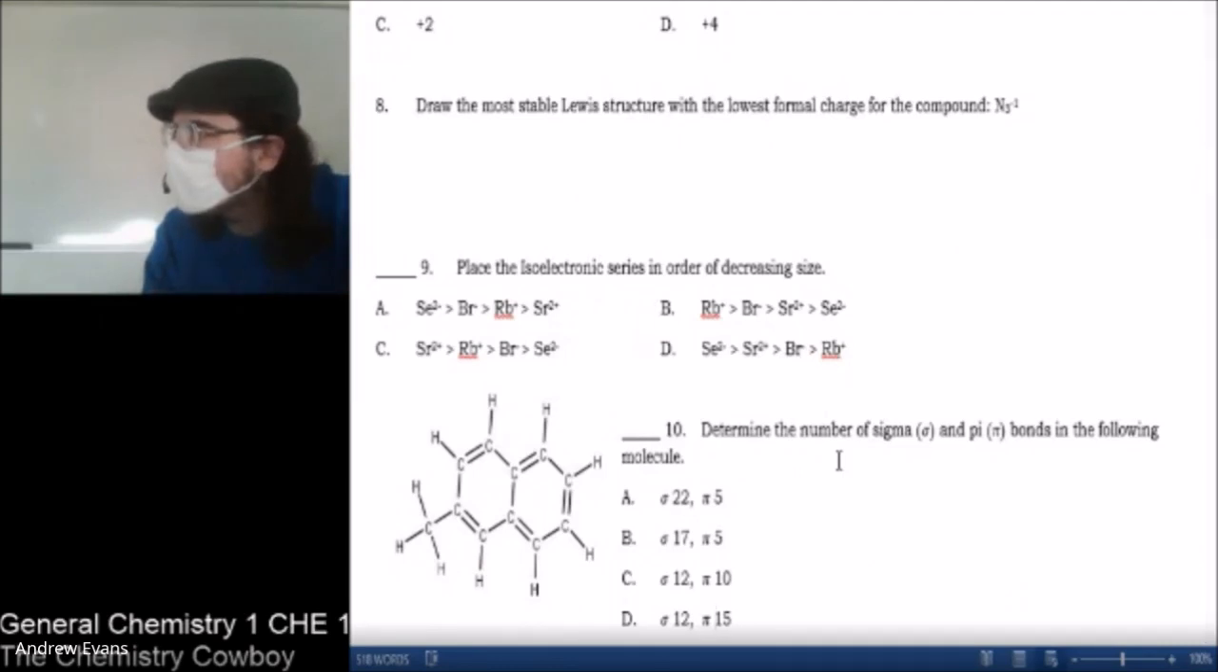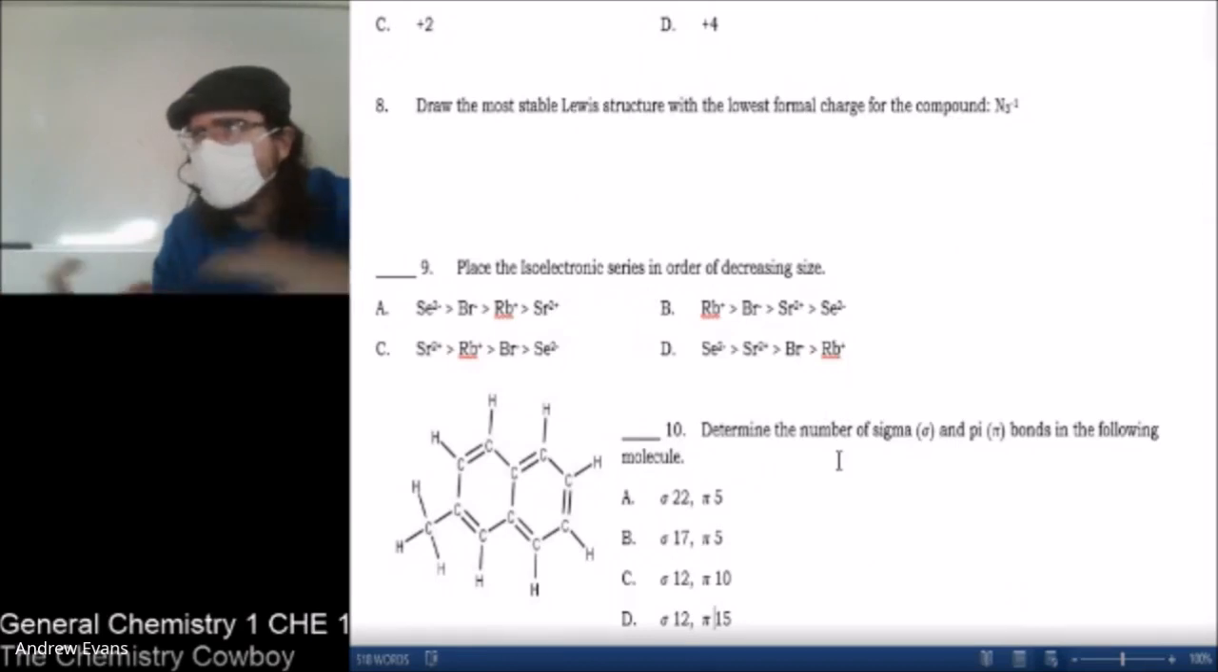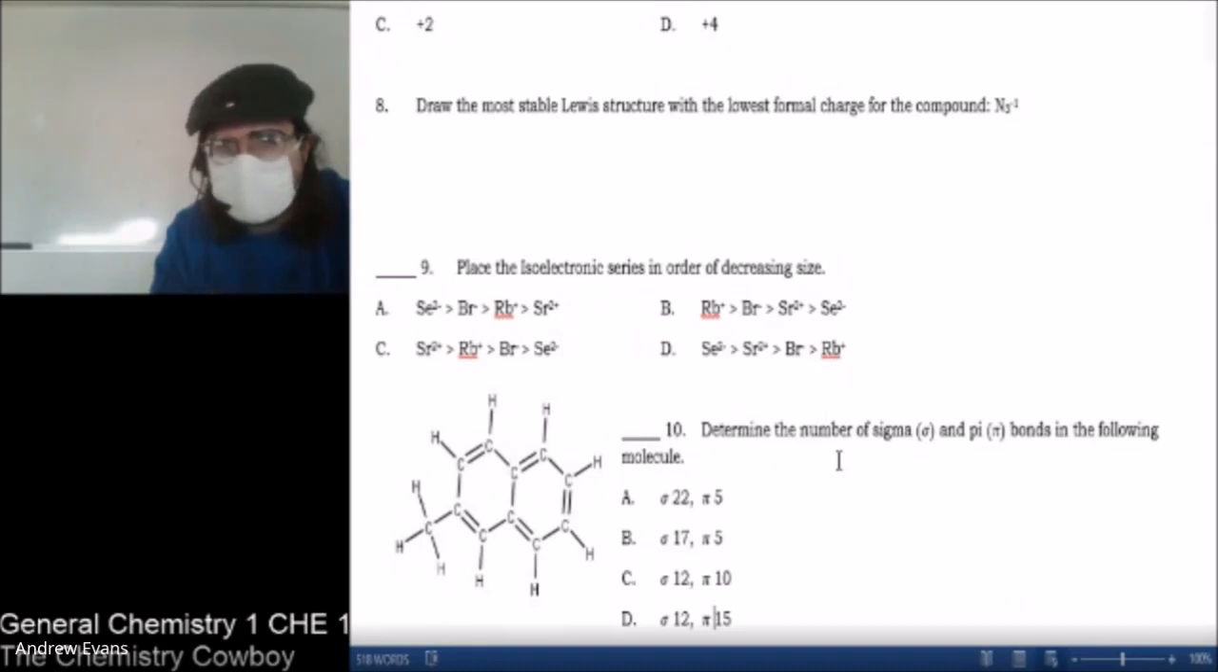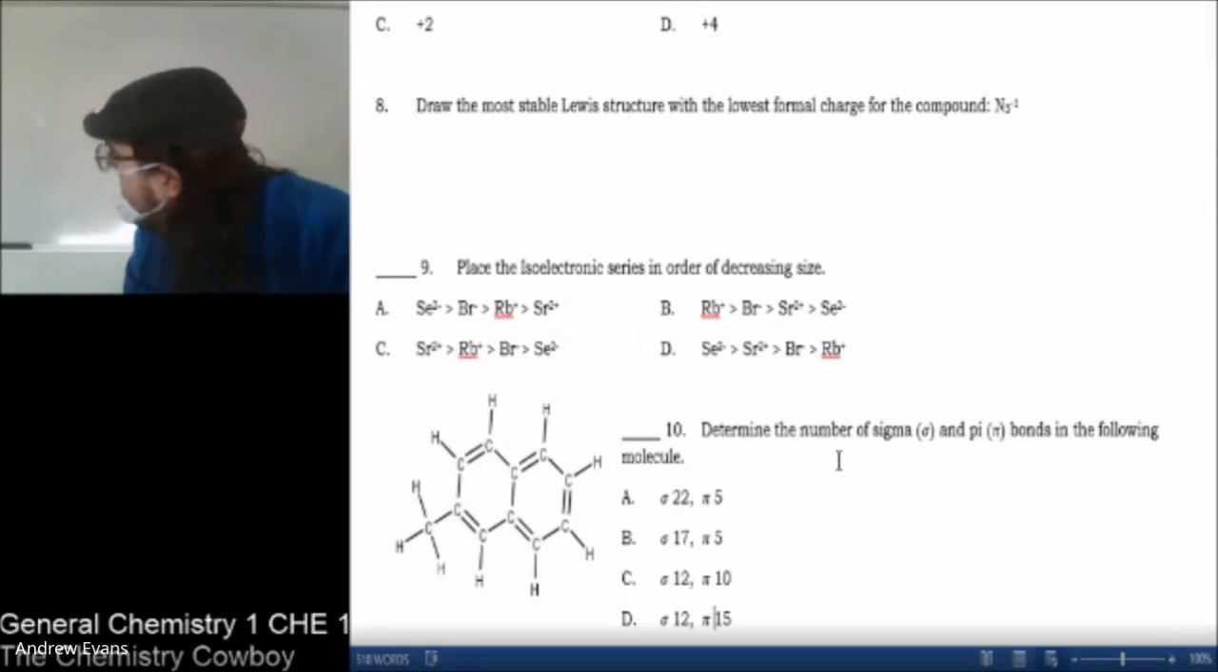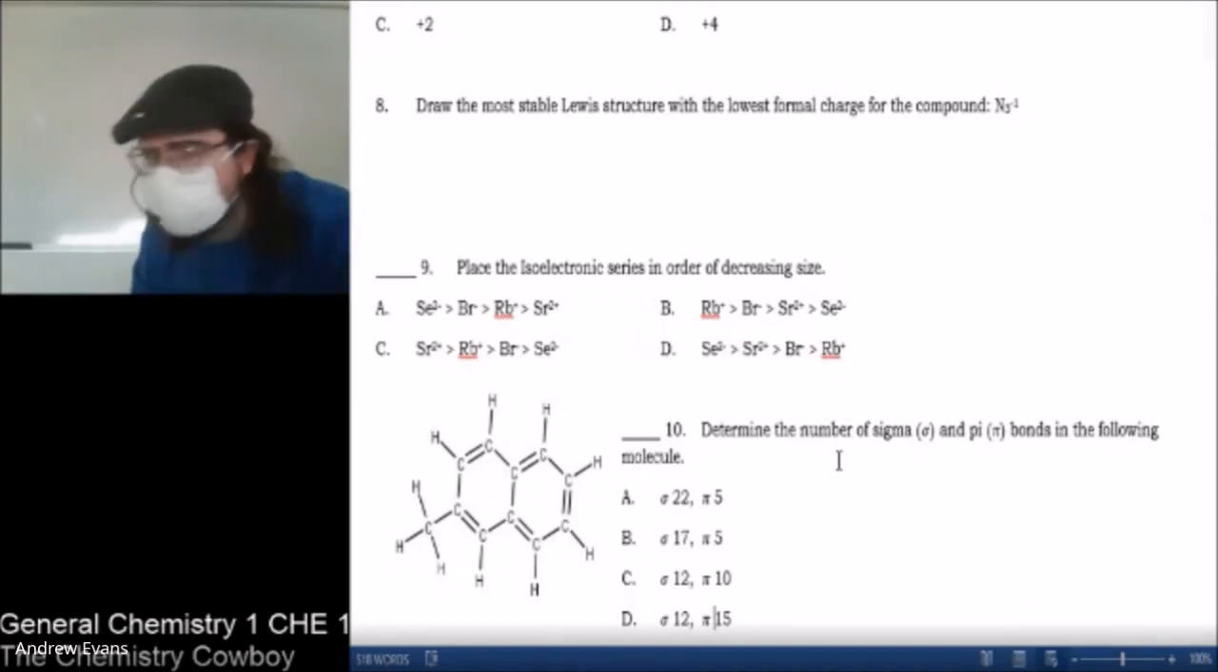We have the same number of electrons, different number of protons. And that means that the more protons you have, the more positive charge you have, the more the protons can pull the electron cloud in, the smaller it is. So we want the most positive atom to be the smallest, the most negative atom to be the biggest. So all things considered, you would want strontium 2+ to be the smallest and selenide 2- to be the biggest. So the only one that matches that would be A. A has selenide, then bromide, then rubidium, then strontium.